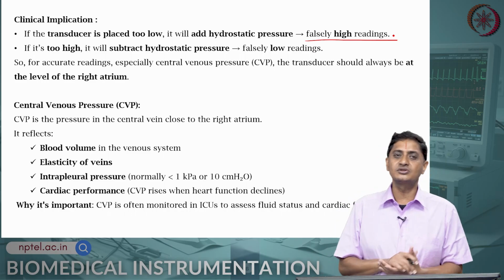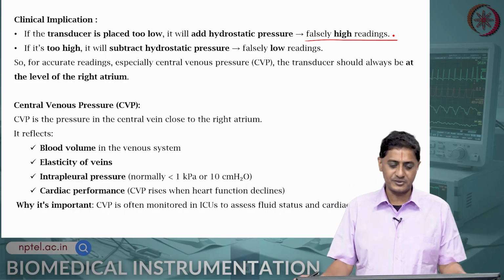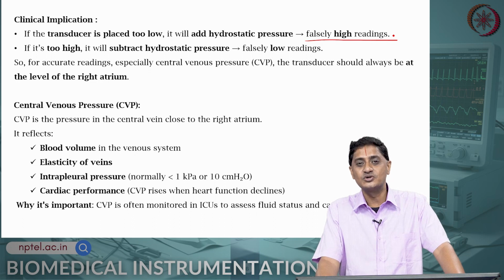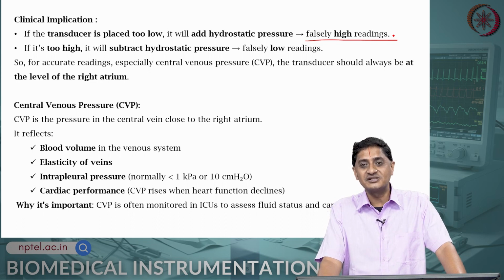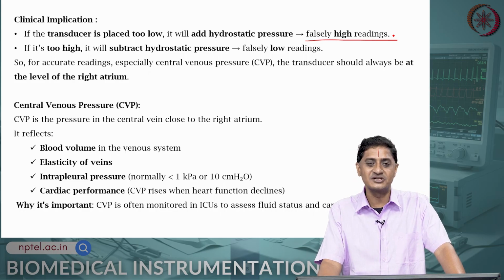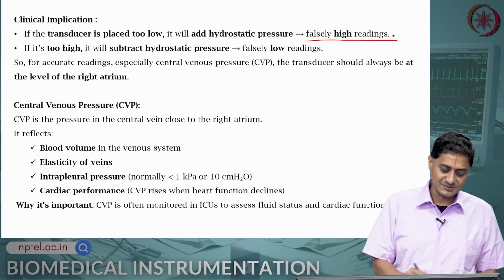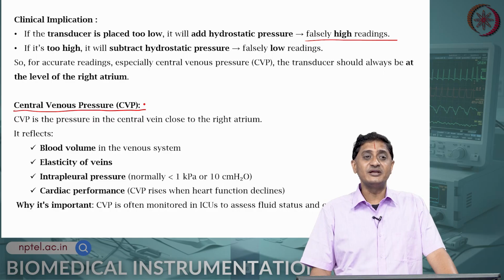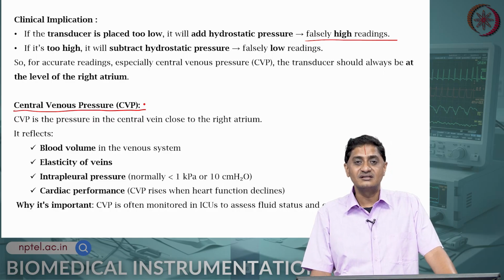So, to make sure that you get accurate readings of pressure, especially the central venous pressure, we must ensure that the pressure transducer is placed at the level of the right atrium. This will help us measure what is of interest for us. What is of interest for us? We are interested in measuring the central venous pressure, the CVP, and this CVP is the pressure in the central vein that is close to the right atrium.